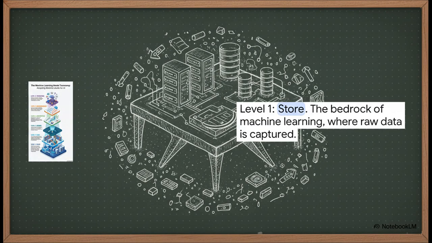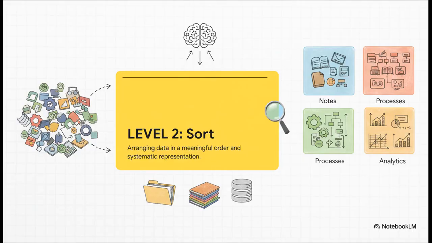So yeah, this first level is the absolute bedrock. It's the hard drives, the servers, the cloud storage, all the digital filing cabinets. It's simple, but without this ability to store just massive amounts of information, absolutely nothing else we're going to talk about could even happen. Okay, so you've stored all this data, but you can't just have a giant digital junk drawer, right? That's totally useless.